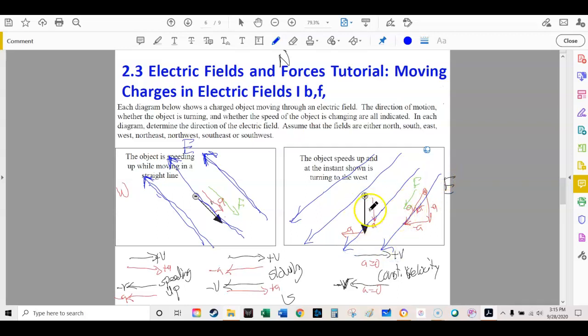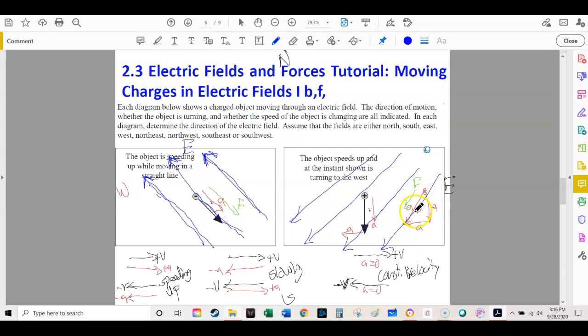So whenever an object is turning, you've got to draw an acceleration vector in the direction that it's turning. In this case, west is to the left, so you would have an acceleration vector pointed to the left. But for speeding up, you have another separate acceleration vector that is in charge of speeding up or slowing it down, in the direction that its velocity vector is pointed, or opposite that. And then I put those two acceleration vectors together to get a net acceleration vector by doing vector addition.